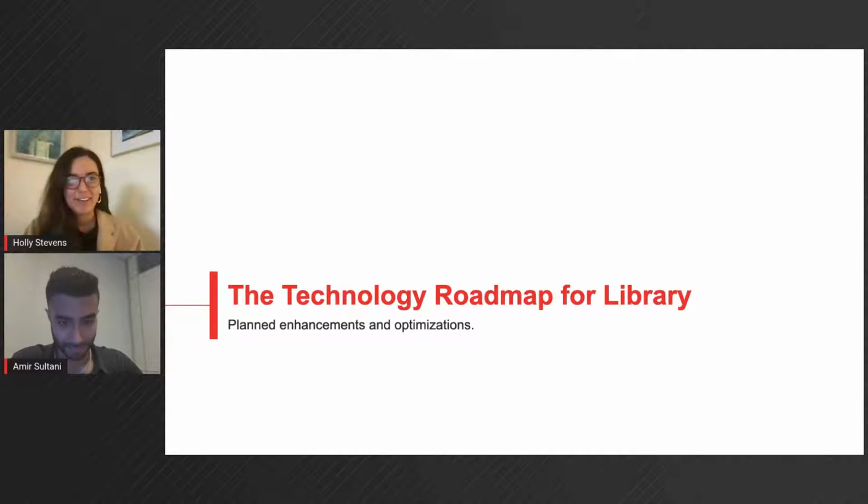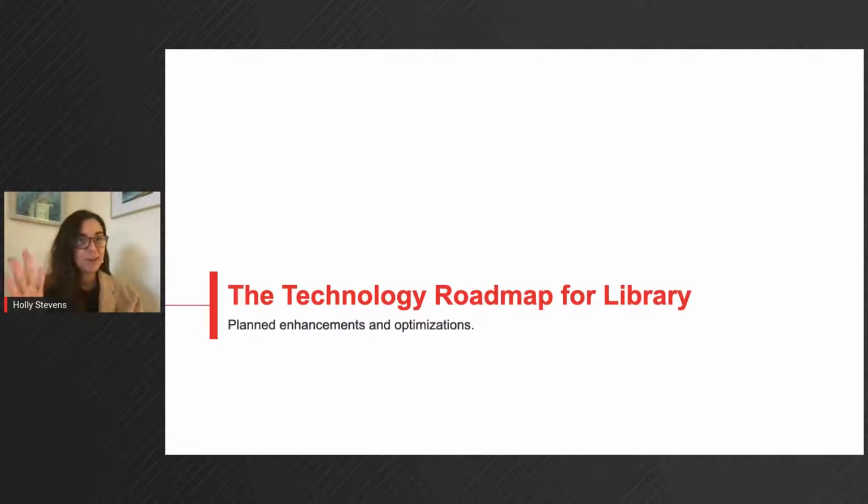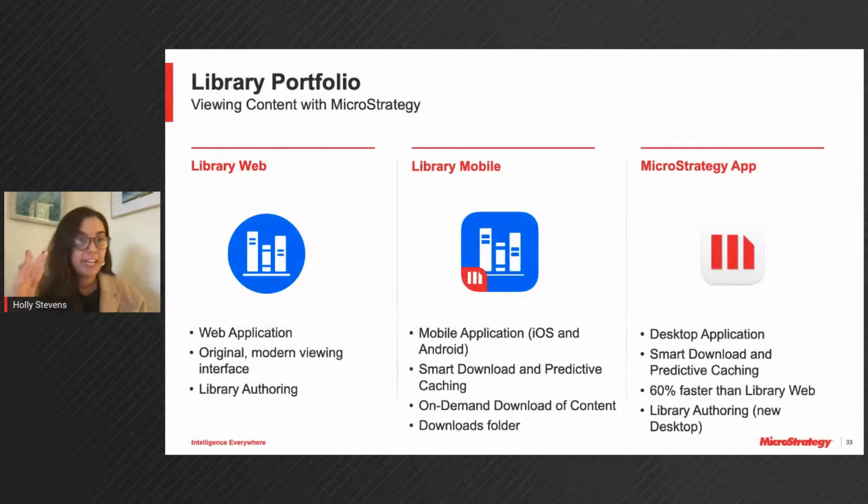And hello, everyone. So we're going to be going into roadmap now. So as mentioned really early, I am Holly Stevens. So I'm our product manager here for Library, Library Mobile, and Collaboration. So all the good stuff. So let's get into it. To start, what we'll go over is our portfolio.